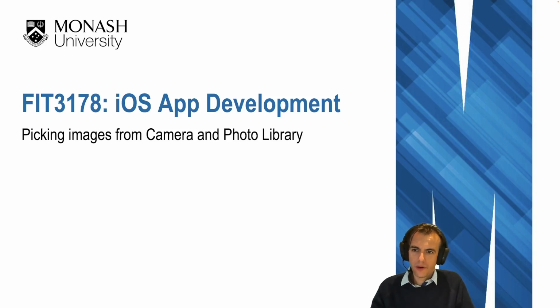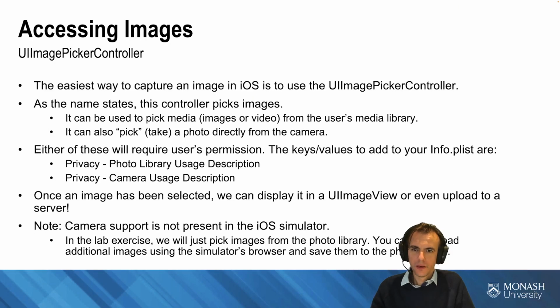Hello, I'm Michael Wybrow, and in this short video I'm going to talk to you about picking images from the camera and also from the user's photo library. So, there's a class that we can use, and this is UIImagePickerController, and you might remember from one of my early hypothetical workshop discussions, we actually talked a little bit about this class. This is the easiest way that you can capture an image that belongs to the user and use it in the app in some way.